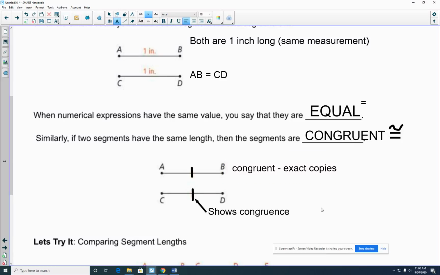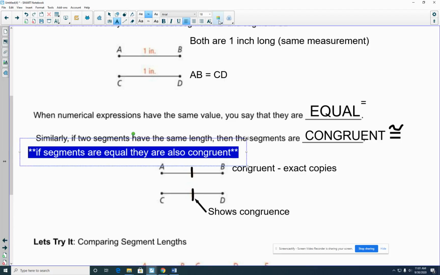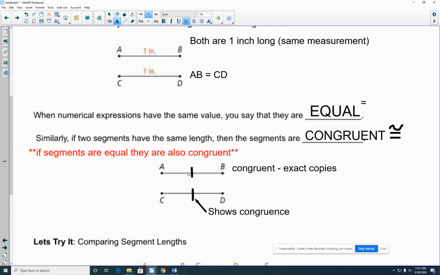All right, here's something interesting. If two things are equal, they're automatically congruent. Off to the side, I'm going to say it here, and this is really important. If two segments, really if two parts are equal, they are also congruent. That's going to be really important for us later on in geometry. I'm going to make that red. If two segments are equal, they are also congruent.